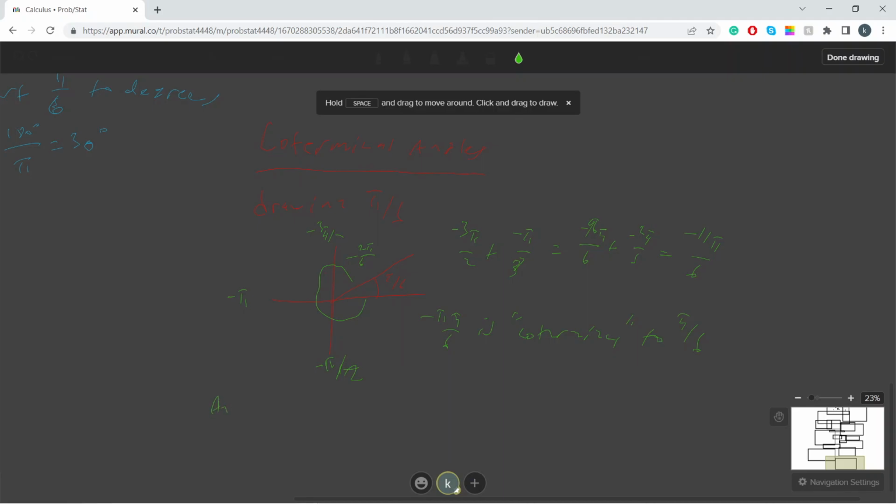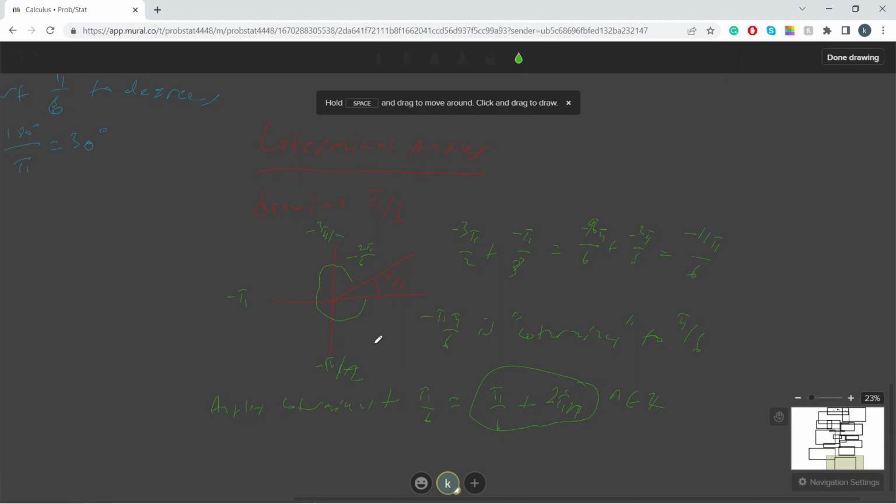So angles coterminal to pi over 6 is pi over 6 plus 2 pi n. Remember that 360 degrees is simply 2 pi radians. So all the angles that are coterminal to pi over 6 is simply pi over 6 plus 2 pi n. And n is any integer, right? Positive or negative. So this expression here will get you all equivalent angles to pi over 6 in the unit circle.